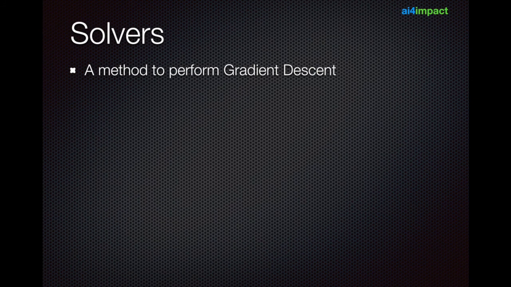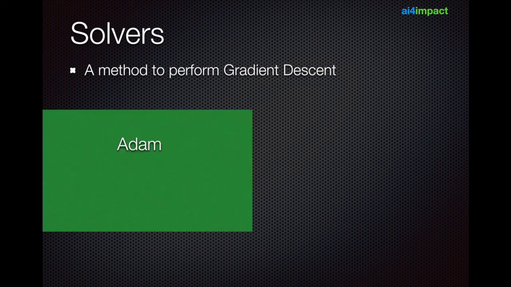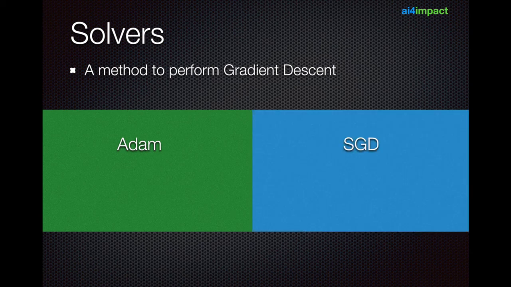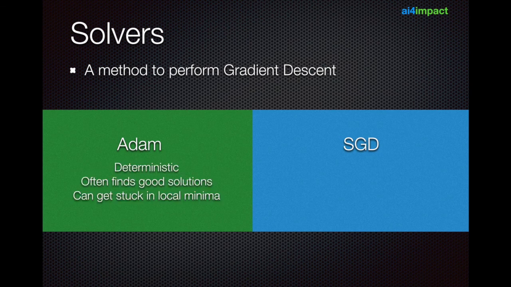Solvers are a method to perform gradient descent. There are many kinds of solvers. We'll use just two in these sessions. The first is called Adam, and the second is called stochastic gradient descent. The Adam method is deterministic and it often finds good solutions, but it can get stuck in local minima. The stochastic method is fast and it works well on large data sets, but it doesn't always give a good solution.